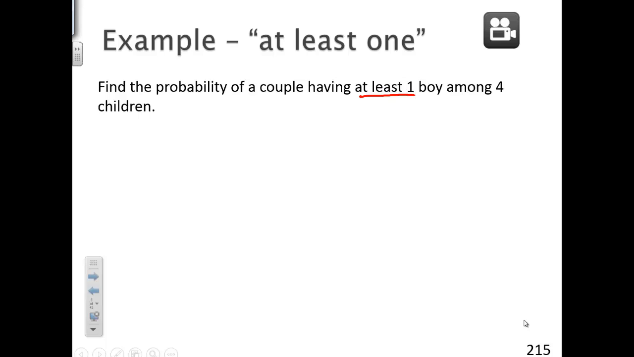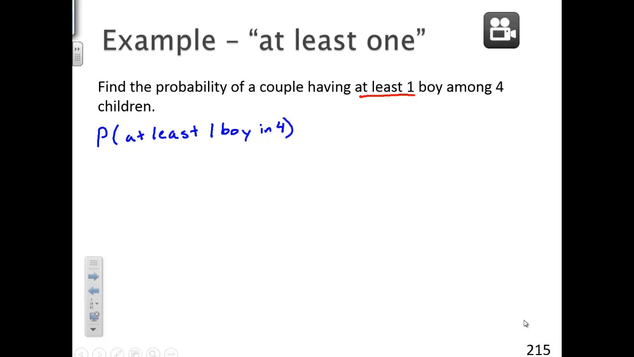children. And when you see questions like this, you're always going to assume that boys and girls are equally likely. So, we want the probability of at least one boy among 4. So I'm going to say in 4. One boy in 4.